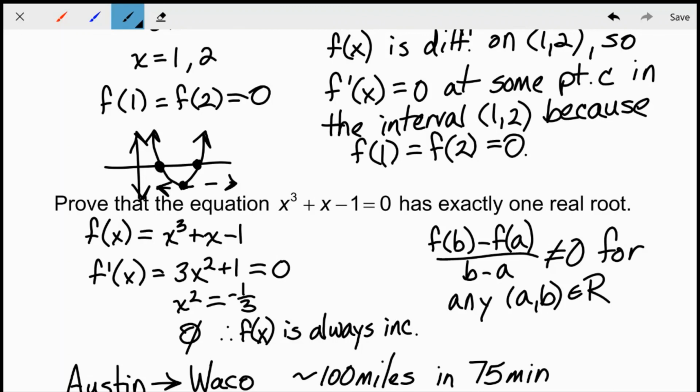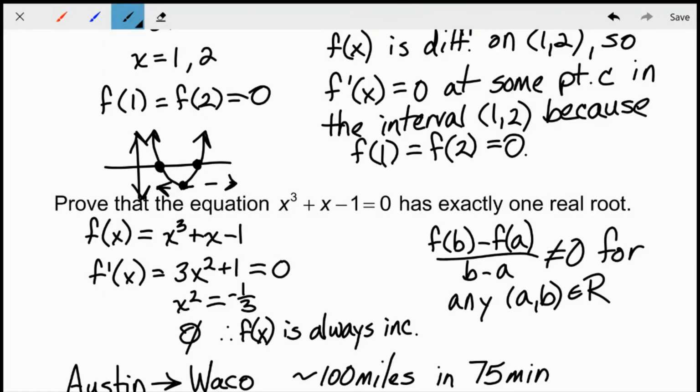Now, I could go through and say this is a function that's differentiable and continuous if I really want to be technical about it. But the main thing is I've got a function that's always increasing. There's never going to be a point where the slope's equal to 0. So that means the function can't change direction. And since it's a differentiable function, that tells me that there's only going to be one real root.